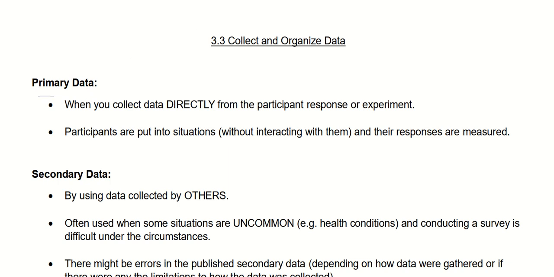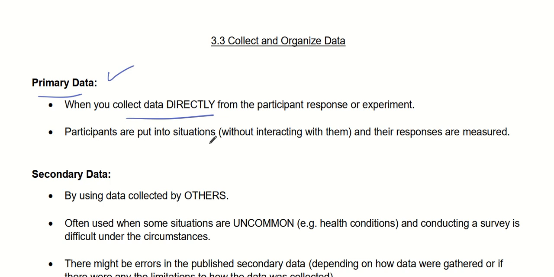Primary data is when you collect the data directly, when you have the ability to do an experiment or conduct a survey and you get the responses directly. This is preferable, but not always available.